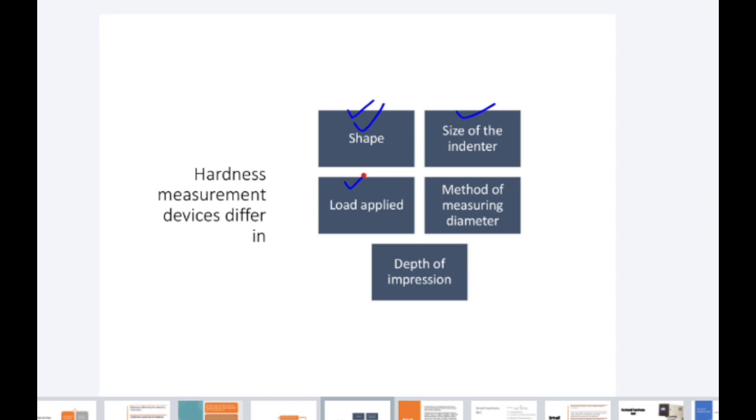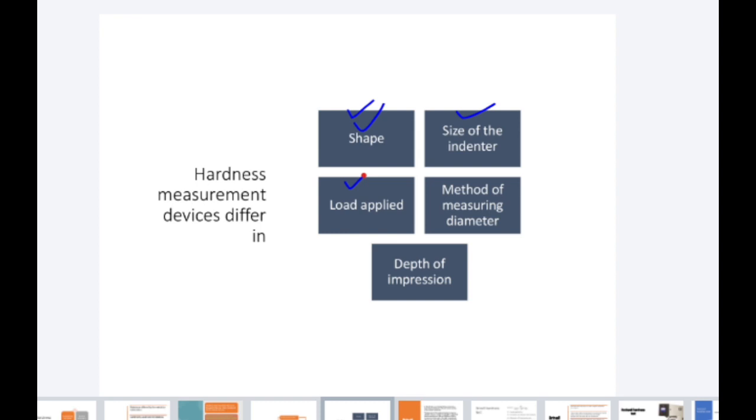In some cases we measure the diameter of the dent. In some cases we measure the depth of the dent. How do we measure? In some cases we take two diameters and then take the average. In some cases we don't. And the depth of the impression is also measured. Now, once you have the hardness value, usually what we have done in the lab, I told you that this value will come on this force.